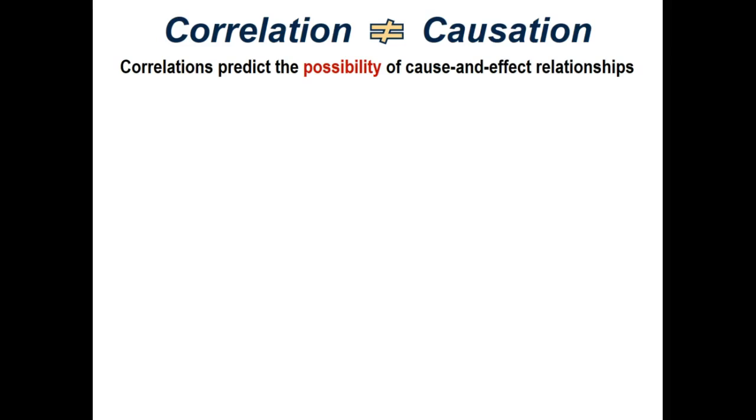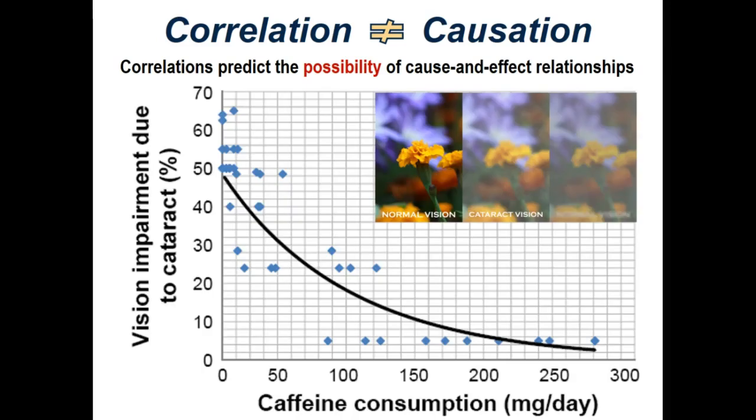The possible benefits of caffeine are in the news every so often. Here's a chart showing the negative correlation between vision impairment due to cataract and caffeine consumption. Remember, negative doesn't mean bad. Negative means that high scores on one variable predict low scores on the other variable. In this case, researchers found that lots of cataract-related vision impairment corresponded with low consumption of caffeine, and low levels of cataract-related vision impairment corresponded with higher consumption of caffeine. Similar correlations have been found with Parkinson's disease and other medical issues.